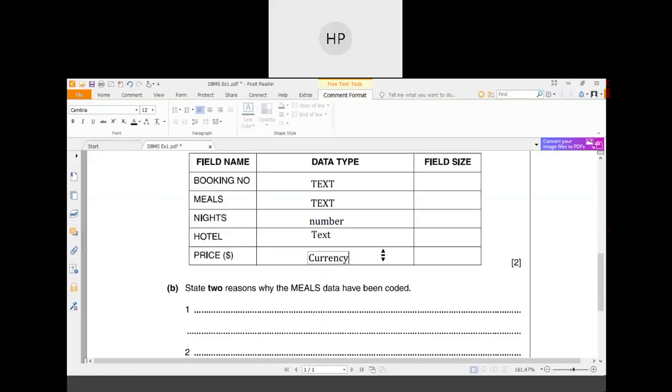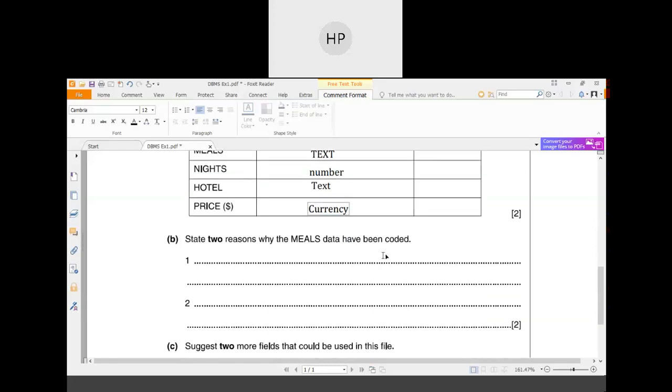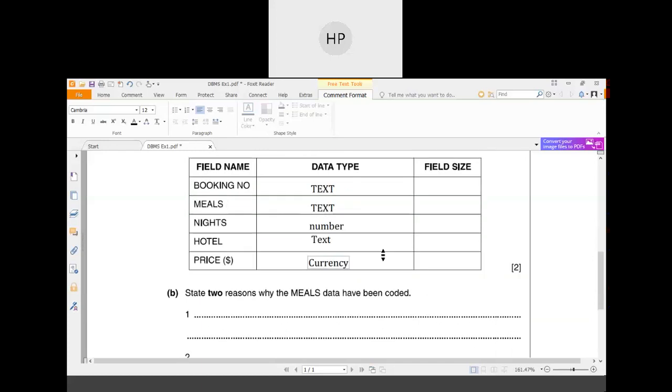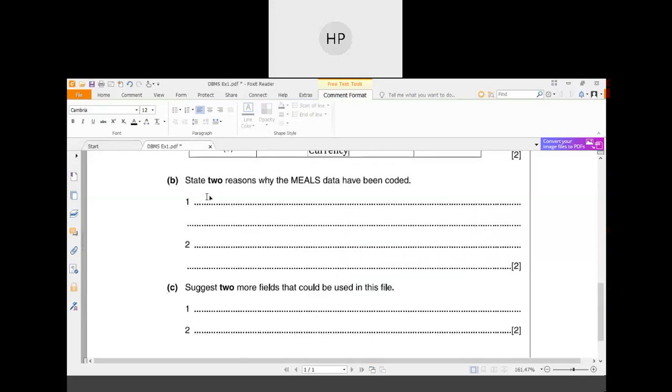Yes, sir. Right. Then the second part of the question. They ask us to state 2 reasons why the meals data have been coded. Now they have entered meals data as codes, like short forms, instead of having the full name. They ask why they have used codes instead of the full name. 2 reasons. Excuse me, sir, I have one reason. I think this is a bit simple.